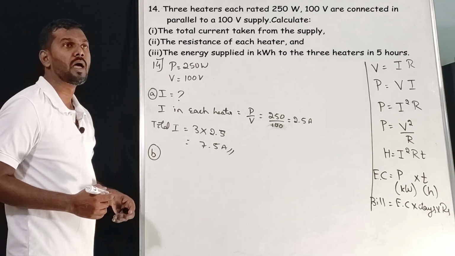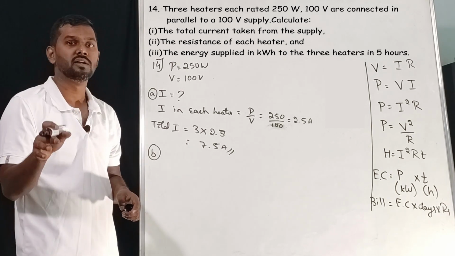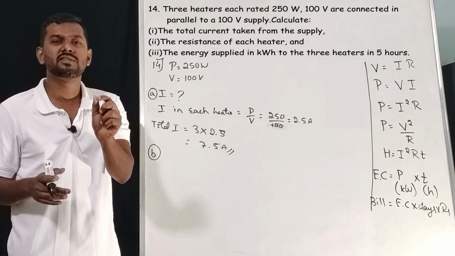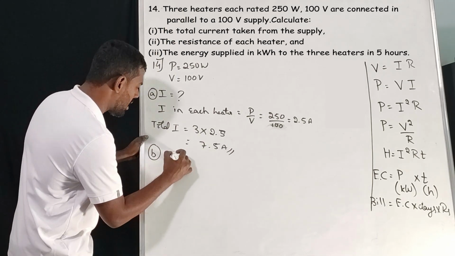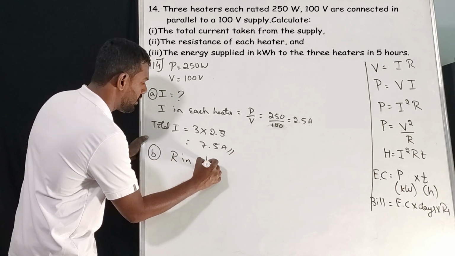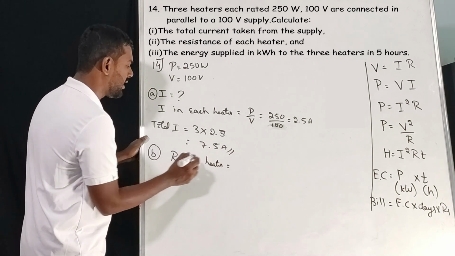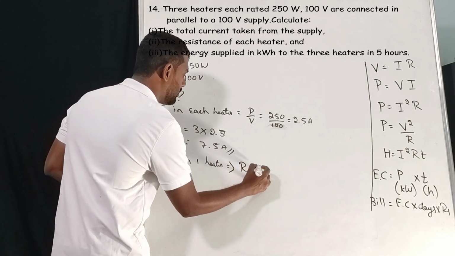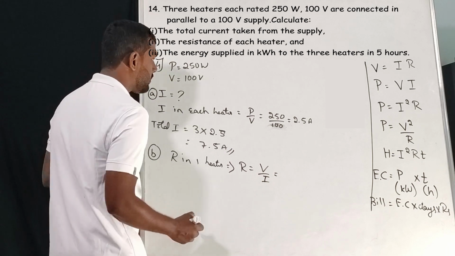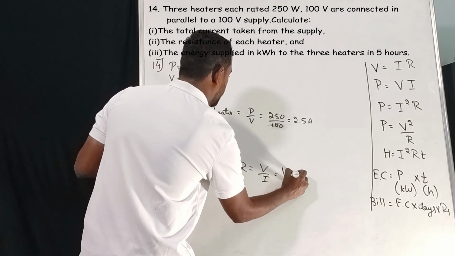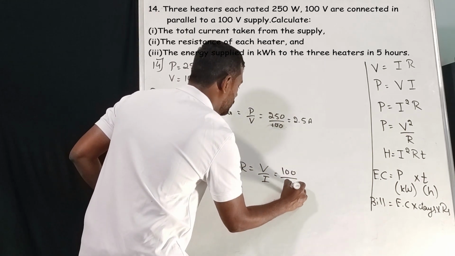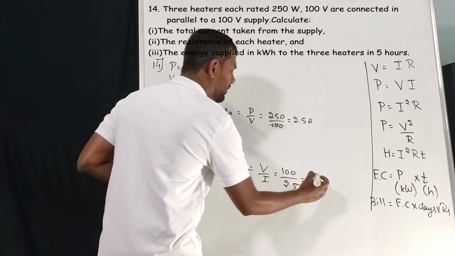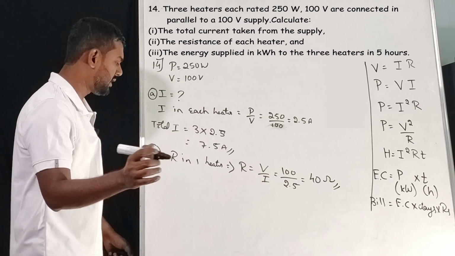Second one, the resistance of each heater. So we are not going to find the complete resistance, we are going to find only the resistance of one heater. So R in one heater is equal to, see, we have current and voltage, we can find it. So R is equal to V by I. V is 100, I is 2.5, so the answer will be 40. What is the unit for resistance? That will be ohms. That's it.